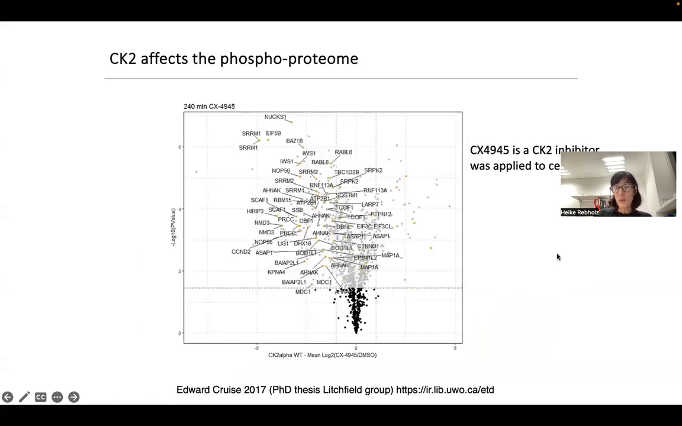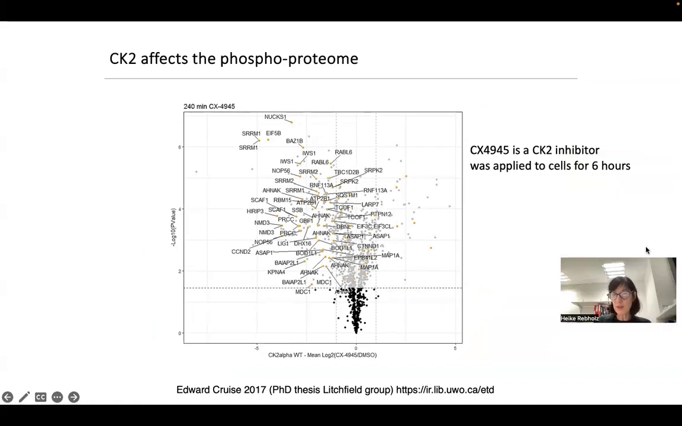And because CK2 is, as I told you, quite a potent kinase that has many different substrates, it also makes sense to not look only at one known substrate, but to look at the whole set of proteins that are present in a cell and see whether phosphorylation of many substrates is actually altered when we, for example, inhibit the activity of CK2.